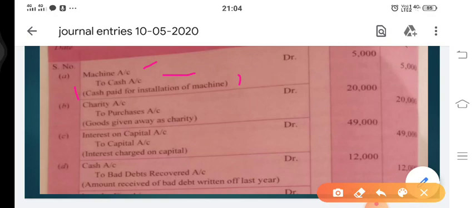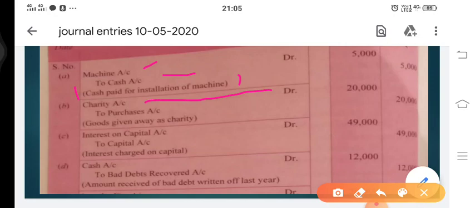That's it. Moving towards the second point: goods given as charity. Do remember that we have given goods as charity. Charity is a kind of expense because it is not going to get any return in future. So charity, being an expense, comes under nominal account, and the nominal account rule says debit all expenses and losses. So we have debited charity, that is, charity account debit.